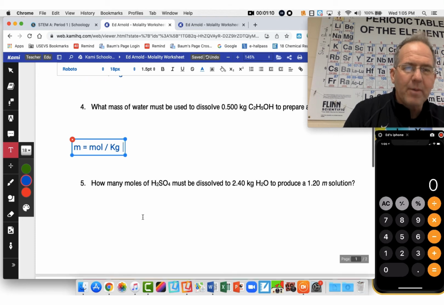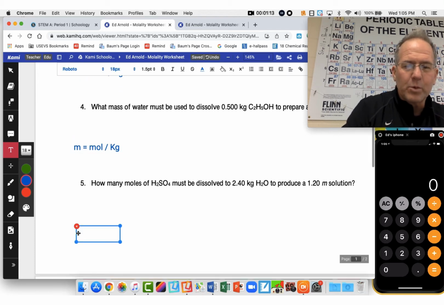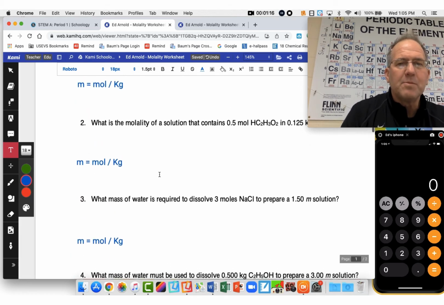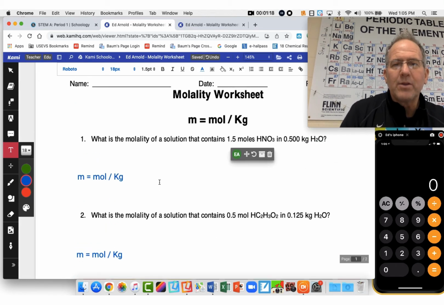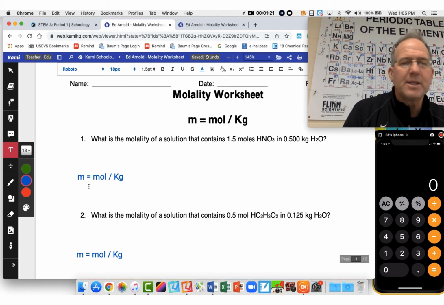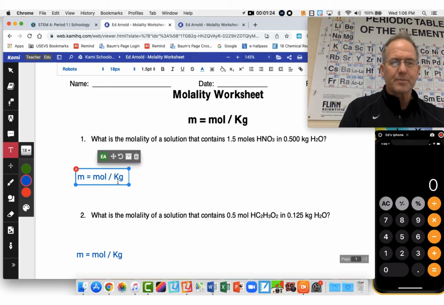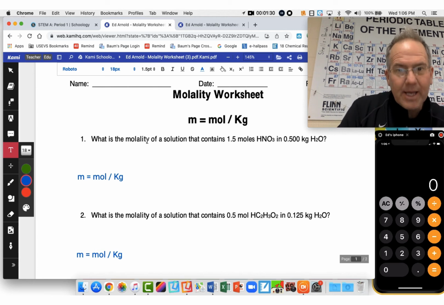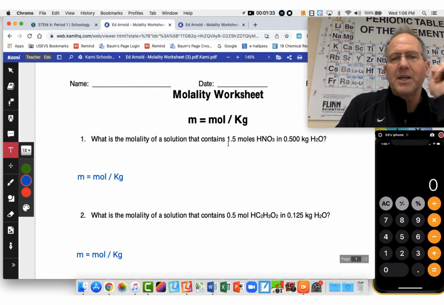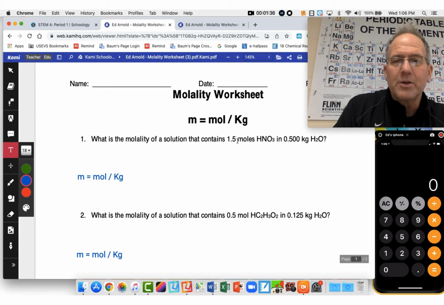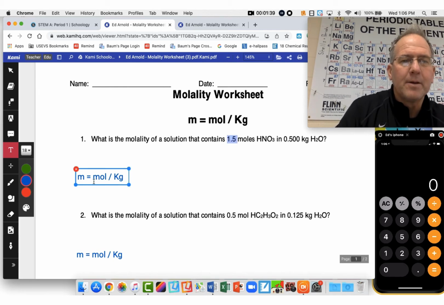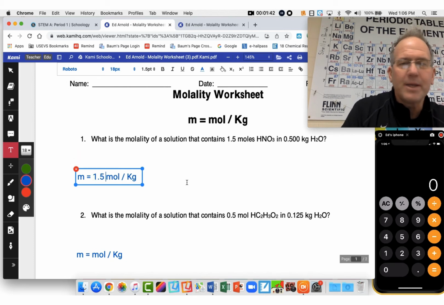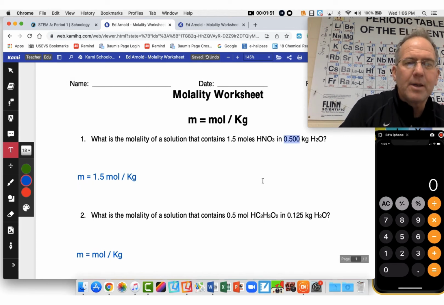All right, there are only 5 problems in this section. Our main thing we're trying to do is match the labels up with the equation. They have to match. Okay, number 1, what is the molality, that's that little m, of a solution that contains 1.5 moles? There are our moles, so put the 1.5 with the moles. I copied it and pasted it, right? And then it says 0.5 kilograms. So I'm going to copy that and put that with kilograms.